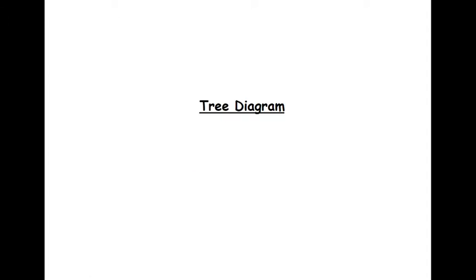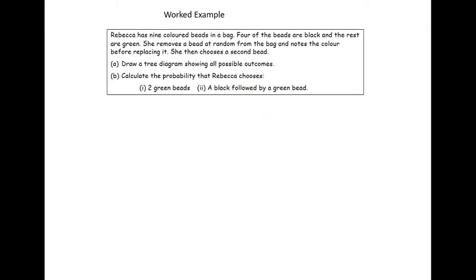But now we look at tree diagrams, which are slightly different, but the idea is the same. So let's read the question together. So Rebecca has 9 coloured beads in a bag. 4 of the beads are black and the rest are green. She takes a bead out from the bag, notes the colour and puts it back. And then she does the same for a second bead.